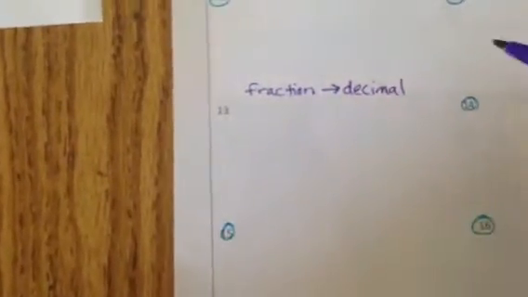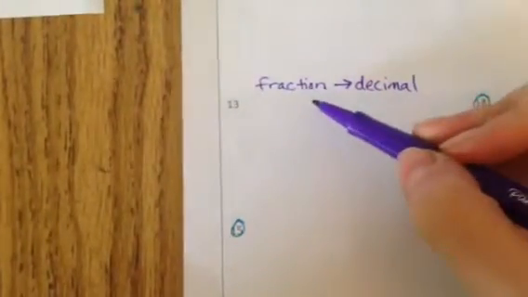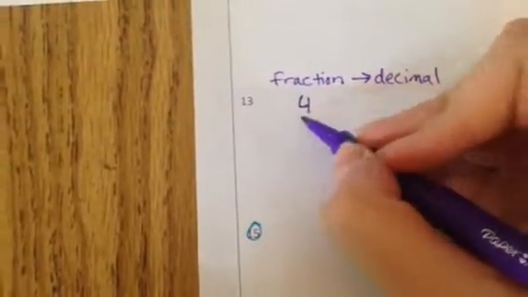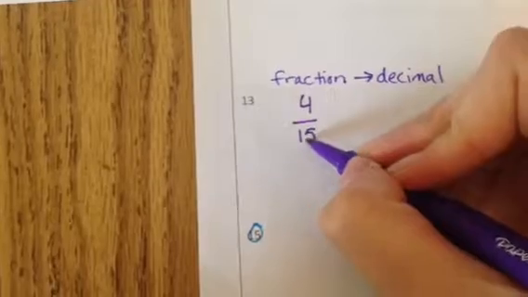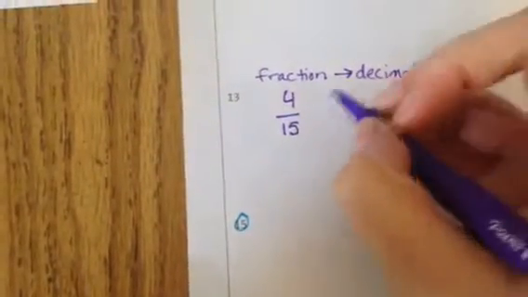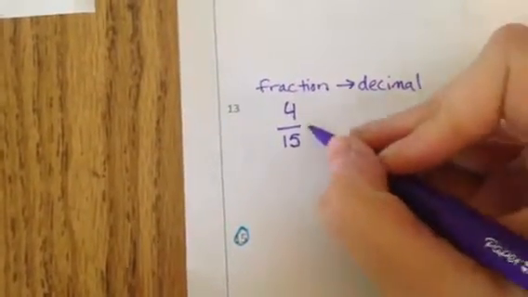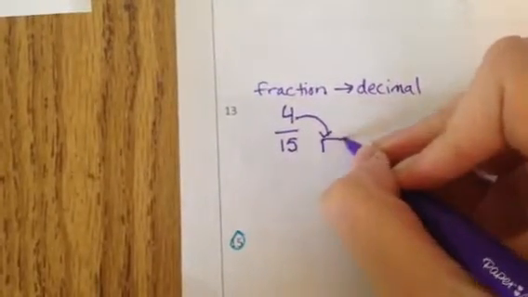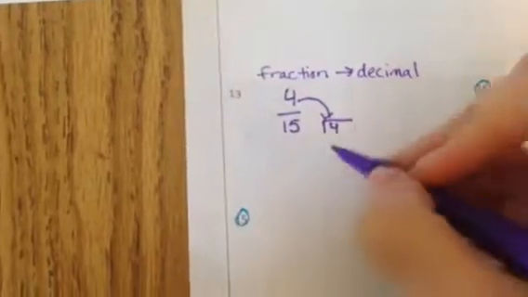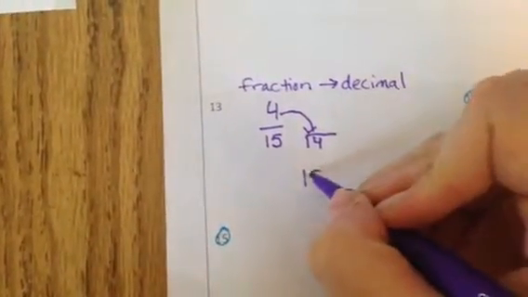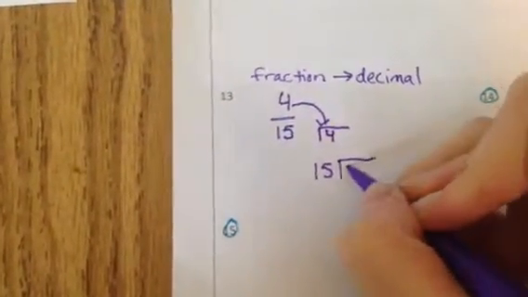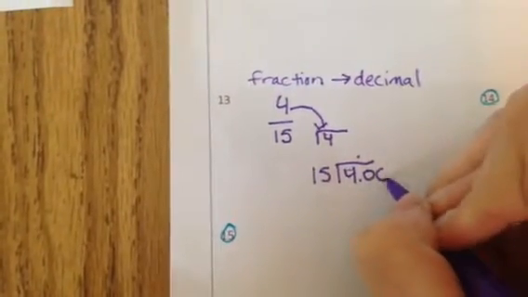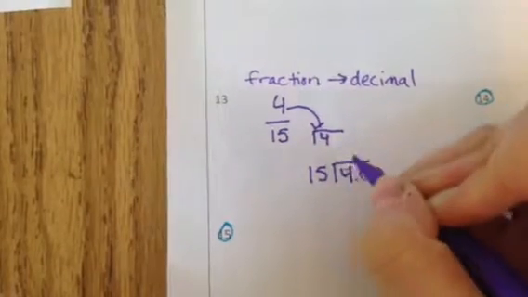So for number 13, they're asking us to go from a fraction to a decimal. So my fraction here is 4 over 15. In order to get my decimal, I'm going to have to divide. So in this case, the top goes into the house. And I have 15. And I have to make sure that I dot it, so I know what my place value is.